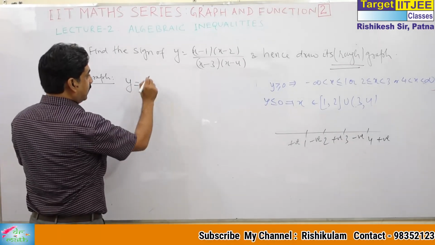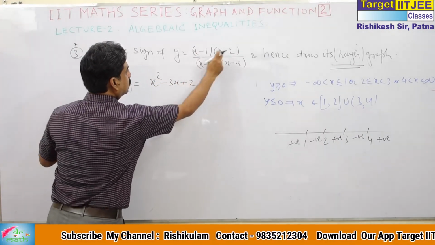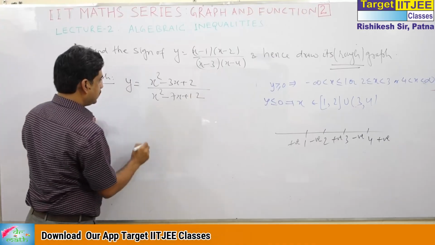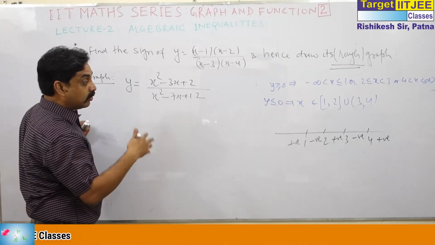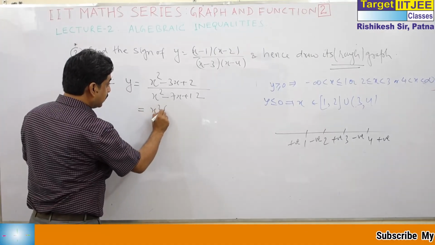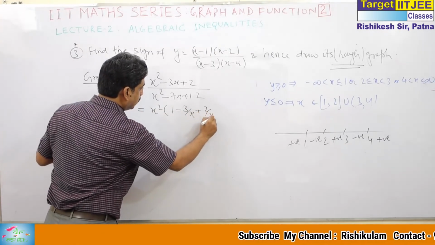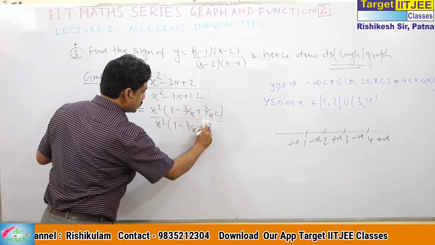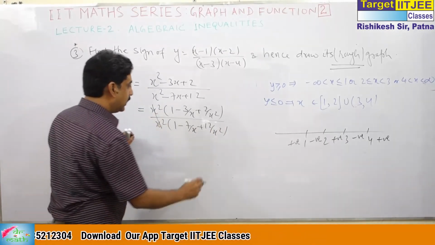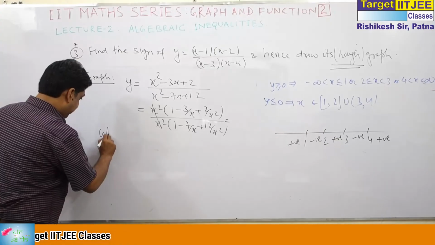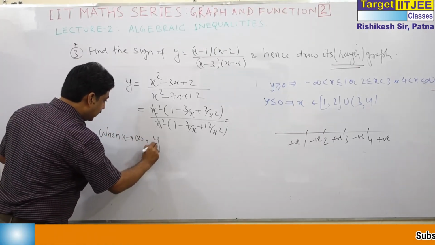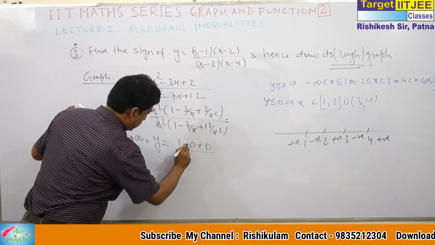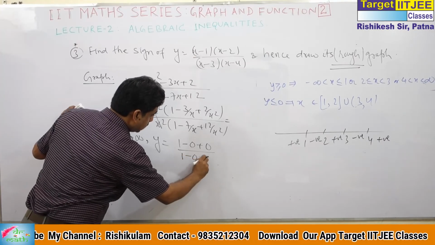Actually, the main point is: what is its behavior at infinity? This is x square minus 3x plus 2, multiplied by x square minus 7x plus 12 in the denominator. How to find the value at infinity? We take x square common: 7 by x plus 12 by x square. If you have done limits, you know this point. When x goes to infinity, y is 1 minus 3 by infinity, which is 0, plus 0. This is 1 minus 0 plus 0, which is 1.